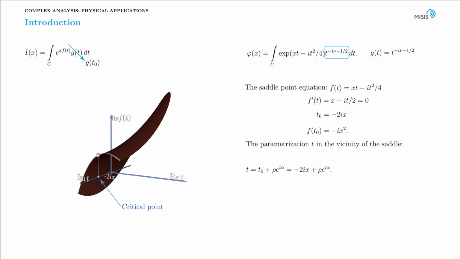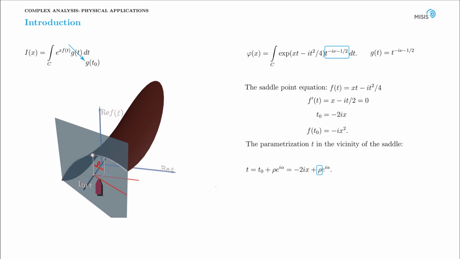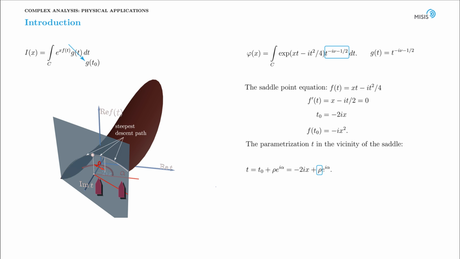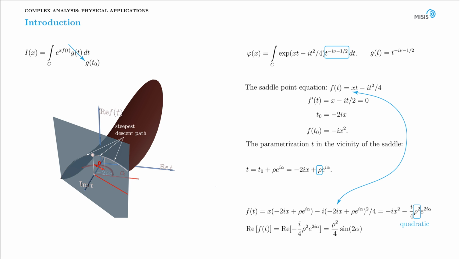What is good about this parameterization is that the modulus of the complex number, ρ, basically measures our deviation from the saddle, and the angle alpha is to be chosen in the steepest descent direction. So now we rewrite the function f of t as follows. As expected, the behavior of the exponent is quadratic in deviation rho. There are no linear terms. The real part of f of t looks rather simple.